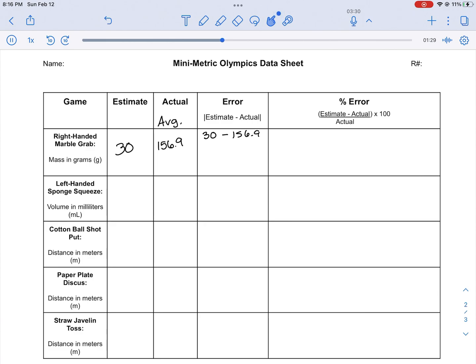Now take note of these little lines next to those 2 words up in the top where we have our formula. Those lines tell us we're taking the absolute value. If we're subtracting 156.9 from 30, we're going to get a negative number. But we can't work with that negative number. So we're going to make sure that that number is its absolute value, so it's going to be positive. Doing that math with my calculator, I know that is 126.9.